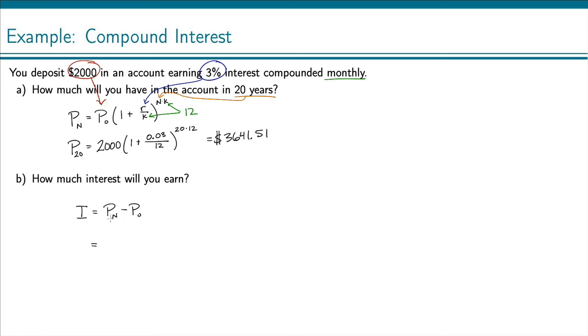So P sub n is what we ended up with. That was the $3,641.51. And P naught, that's what we started with, and that was the $2,000. So we subtract those, and that's $1,641.51. And that's the amount of interest.